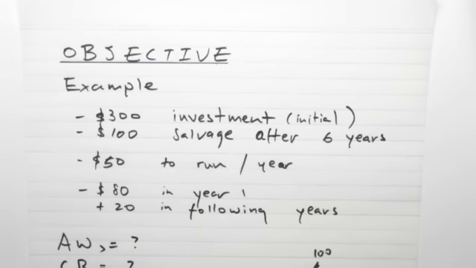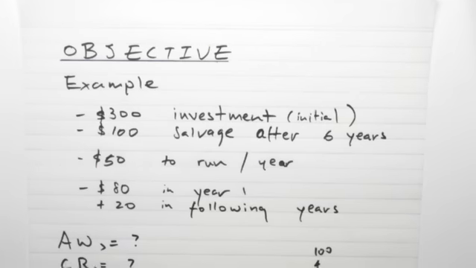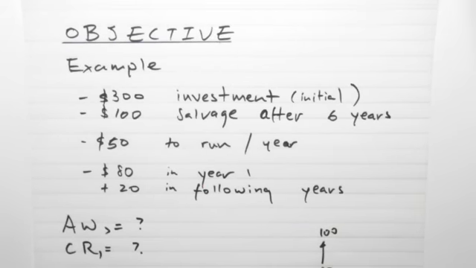We know the investment costs $300. We also know the salvage value after 6 years is $100. We know this project costs $50 to run per year. And also we know the revenue in the first year to be $80, and every year from that point on it increases by $20. So our goal is to work out what is the annual worth as well as what is the capital recovery.